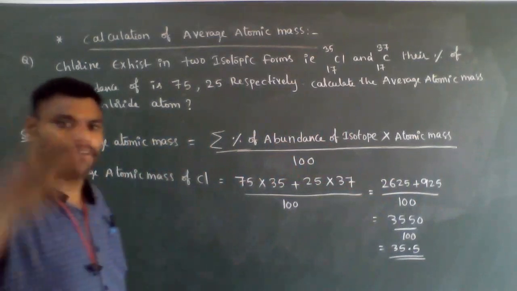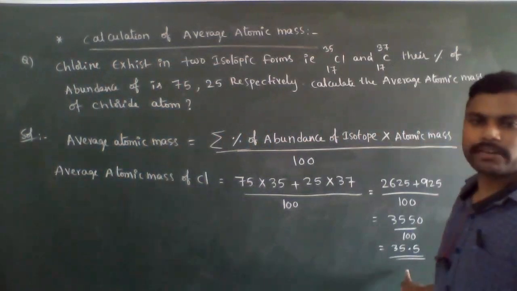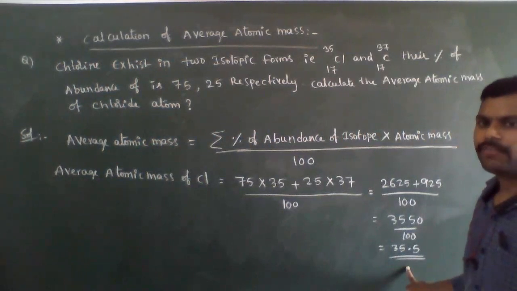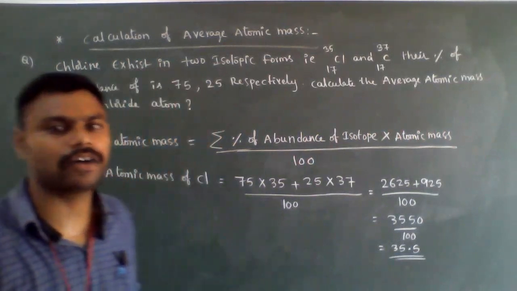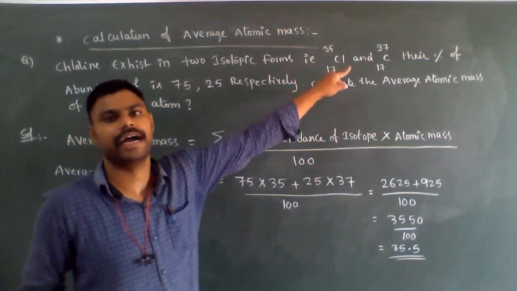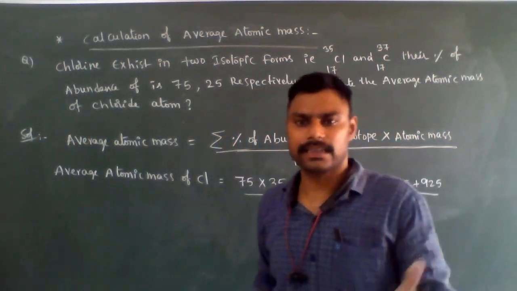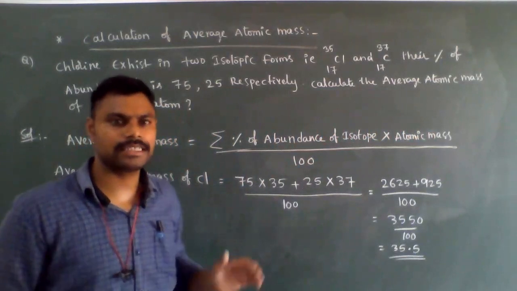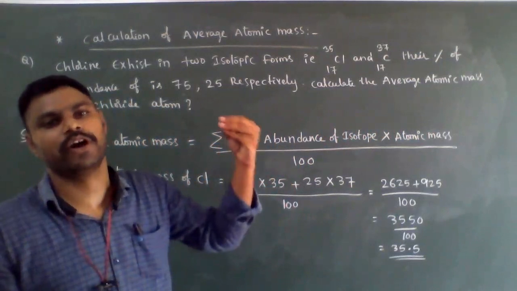35.5. That's why, when we discuss atomic weight, the chlorine atomic weight present in your textbooks or any reference books is 35.5. 35.5 is the average atomic mass of the chlorine atom, because chlorine exists in two isotopic forms, 1735 and 1737. For example, oxygen 816. Oxygen atomic mass is 16. Mostly oxygen 16 isotope exists, 99.99%.